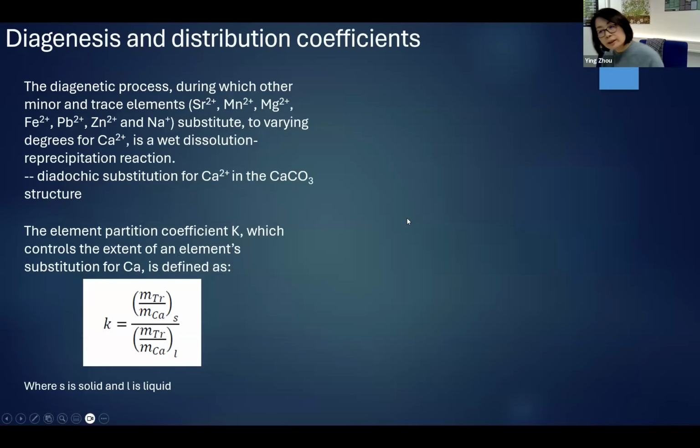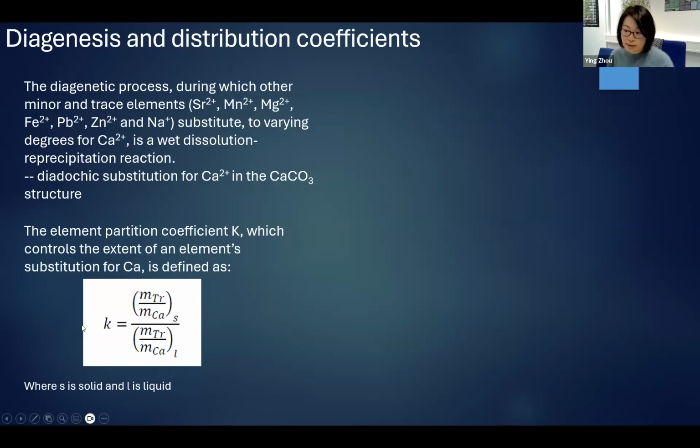So we are now talking about diagenesis. So what is diagenesis? Here I only go into it without too much detail. Basically, during burial, when carbonate is exposed to diagenetic fluid, during the wet dissolution and reprecipitation process, the minor and trace elements will try to substitute calcium cations in the calcium carbonate structure.